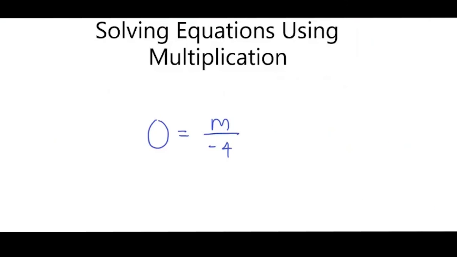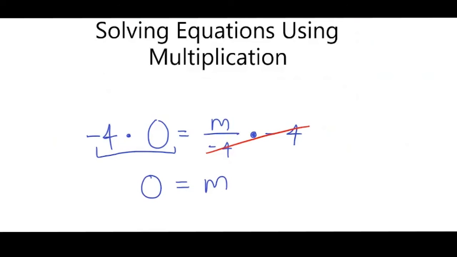So here we have 0 is equal to m divided by -4. So I need to undo the division. So I'm going to multiply both sides by -4. All right. So these -4's cancel. I'll bring down my equal sign, and all I'm left with on the right is m. And now I multiply -4 times 0. Well, anything times 0 is 0.